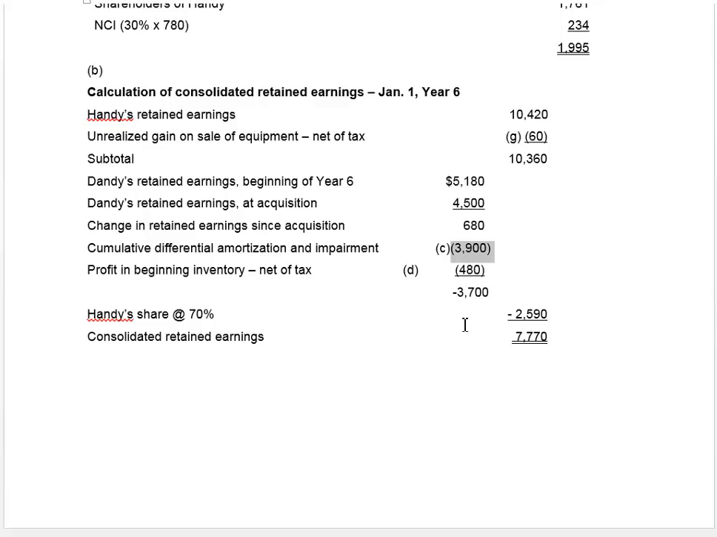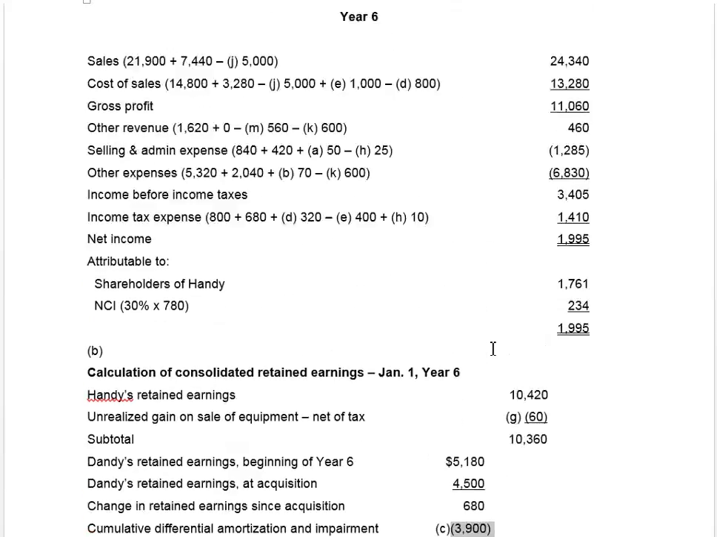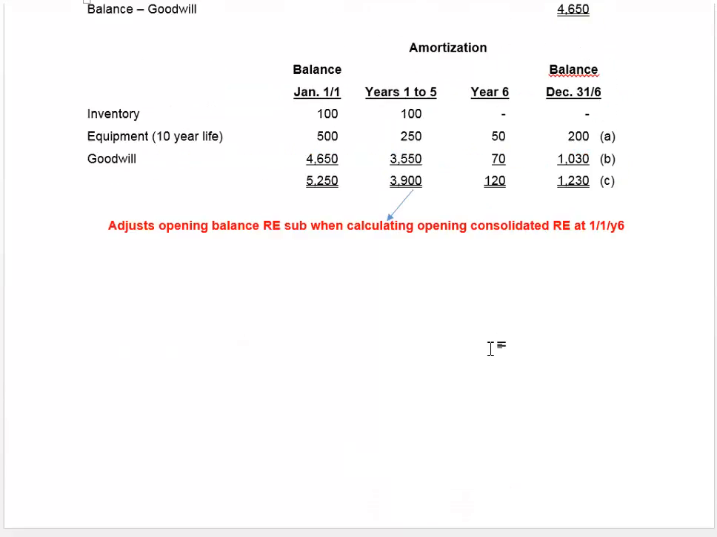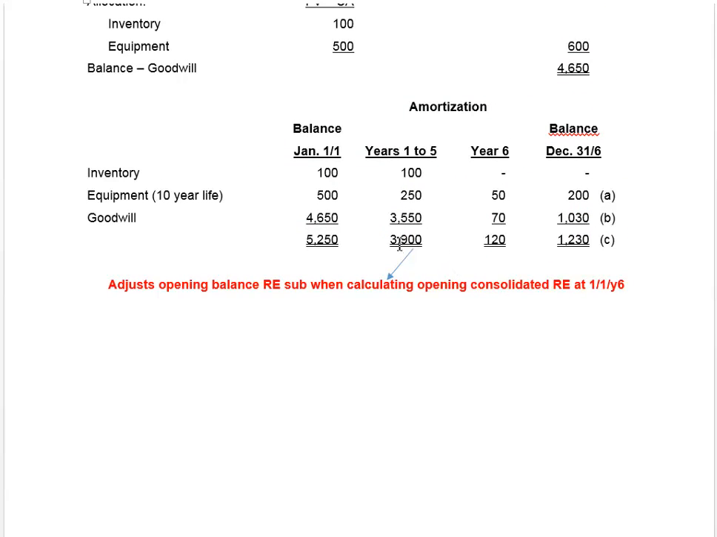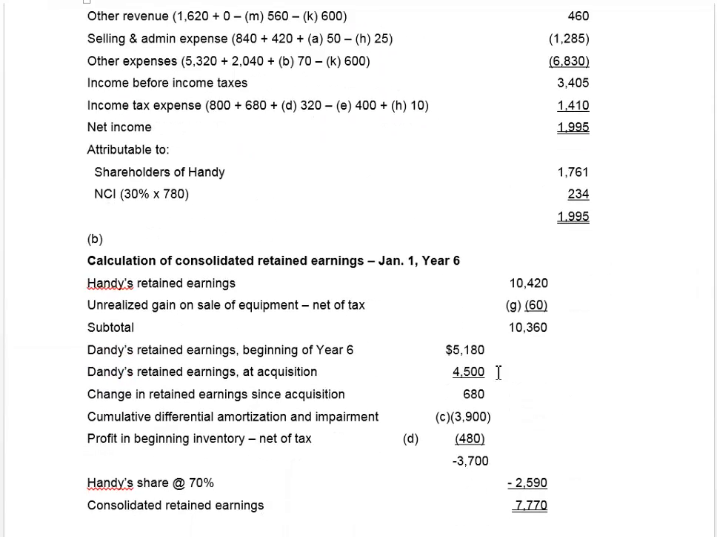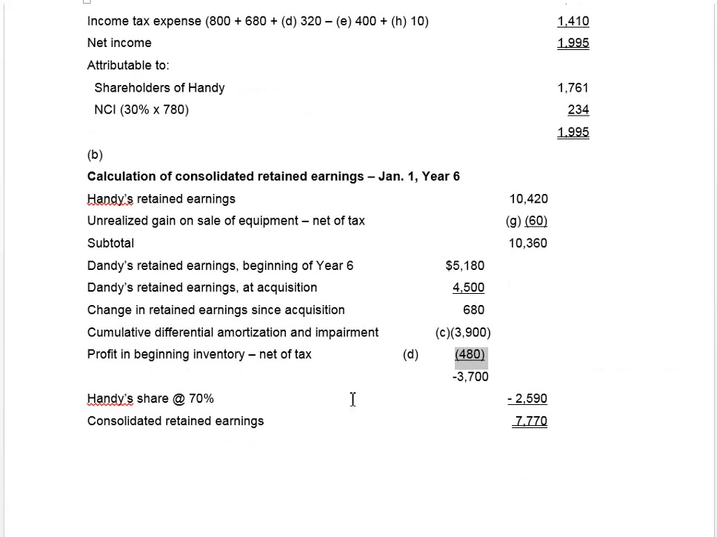So we can get that now back from our chart. So we can go back up here. When we did the acquisition differential amortization schedule, that's your $3,900, and again that's going to adjust your opening balance of the retained earnings of the sub when we're calculating our consolidated retained earnings, which is what we're doing now. And then we also have to adjust it for $480, which is our beginning or opening inventory profit.